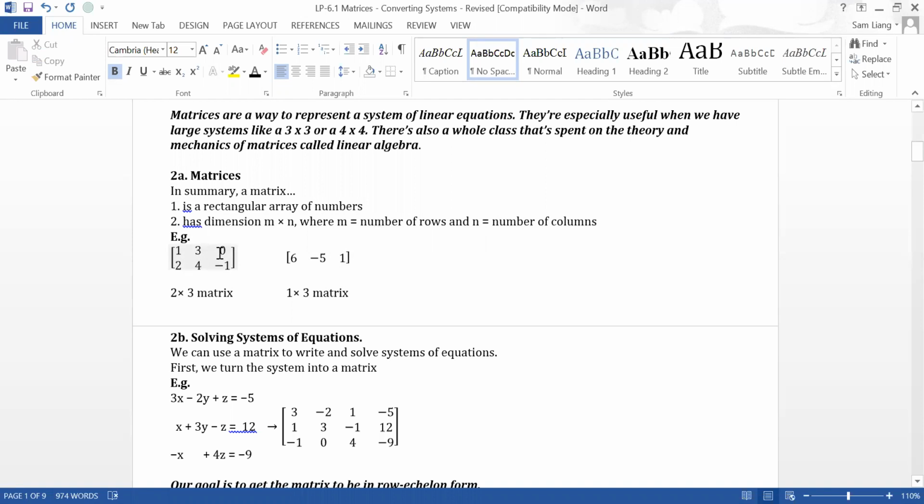Yeah, these are just two examples. A 2x3 matrix, so 2 rows, 3 columns, the one shown on the left, and then a 1x3 is 1 row, 3 columns.